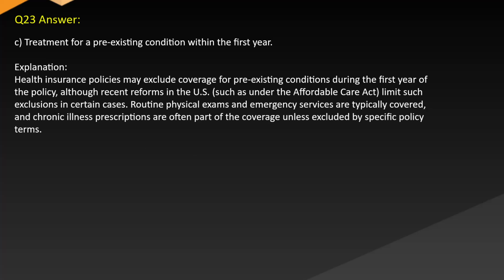Answer: C. Treatment for a pre-existing condition within the first year. Explanation: health insurance policies may exclude coverage for pre-existing conditions during the first year of the policy, although recent reforms in the U.S., such as under the Affordable Care Act, limit such exclusions in certain cases. Routine physical exams and emergency services are typically covered, and chronic illness prescriptions are often part of the coverage unless excluded by specific policy terms.